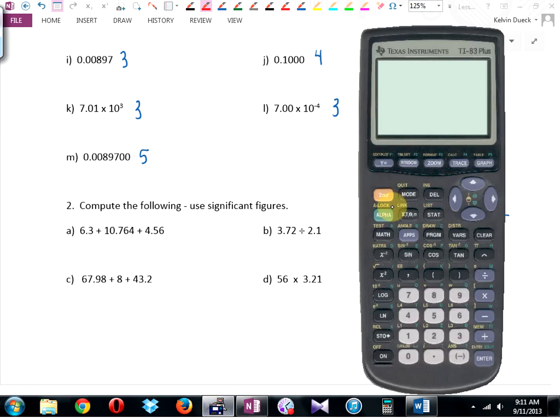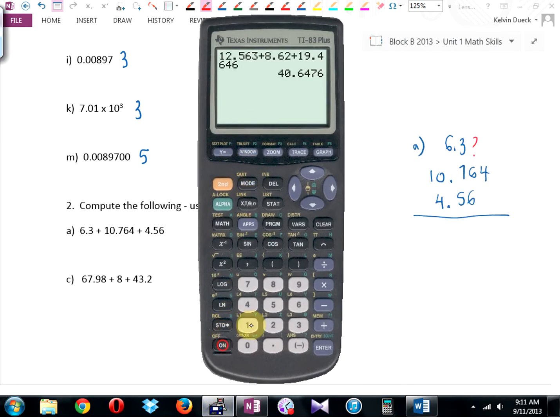Now I go to my calculator. It's going to be 6.3 plus 10.764 plus 4.56. I'm going to round off right to there. It's going to be 11.6 or 11.7?